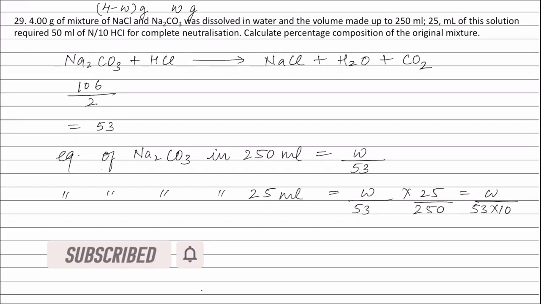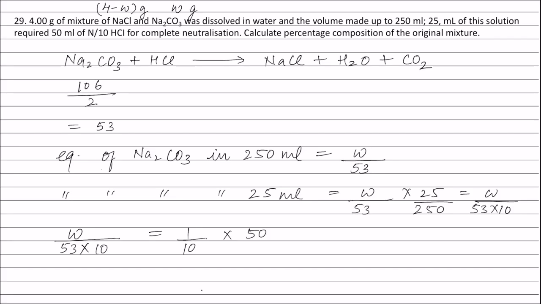Therefore, we can write W by 53 into 10 is equal to equivalence of HCl. Now equivalence of HCl will be equal to normality of HCl, that is 1 by 10, into volume of HCl in liters, that is 50 divided by 1000 liters. Solving this, the value for W is equal to 2.65 grams.